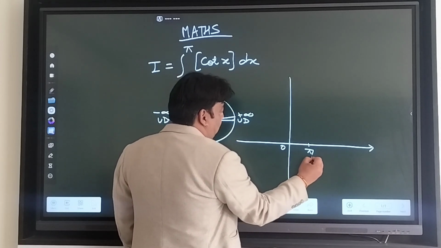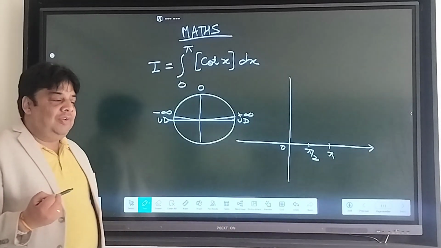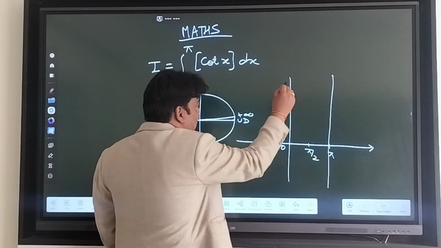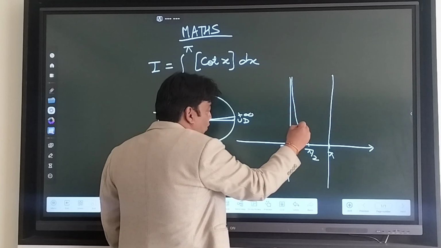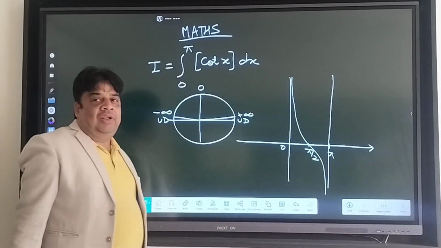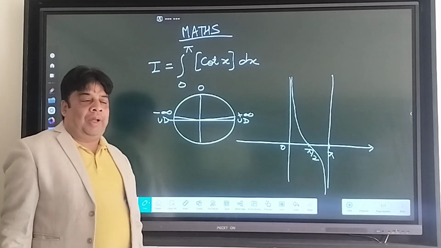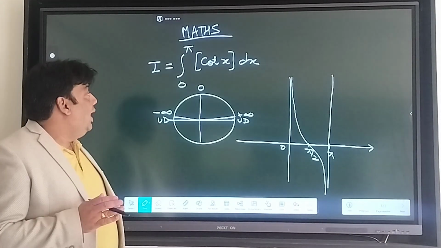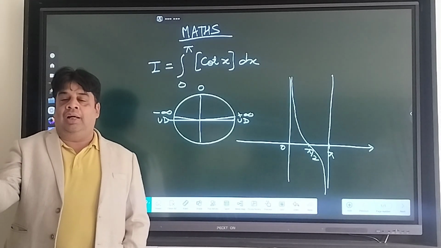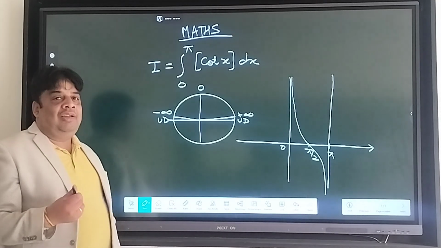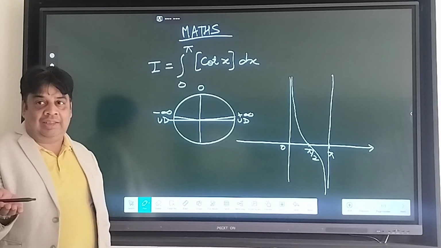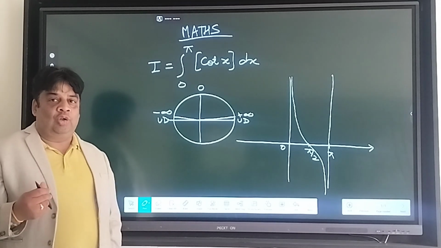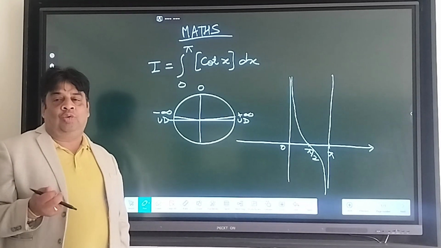Between 0 and pi only I am interested, because I have to integrate between 0 to pi. You can see that at 0 and pi it is undefined. Just after 0 it is infinity, at pi by 2 it is 0, and then it goes to minus infinity. So between 0 to pi the value of cot x belongs to minus infinity to plus infinity, and the greatest integer function gives an integer as the output. Between minus infinity and plus infinity there are infinite integers, so with that particular method we cannot solve this question like we did in the previous video. You got my point? So we should have a different method to solve this question.